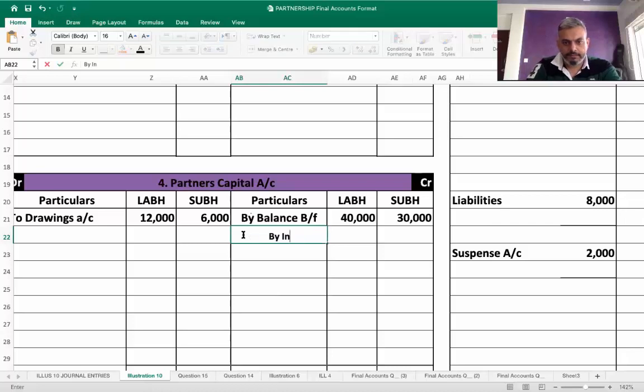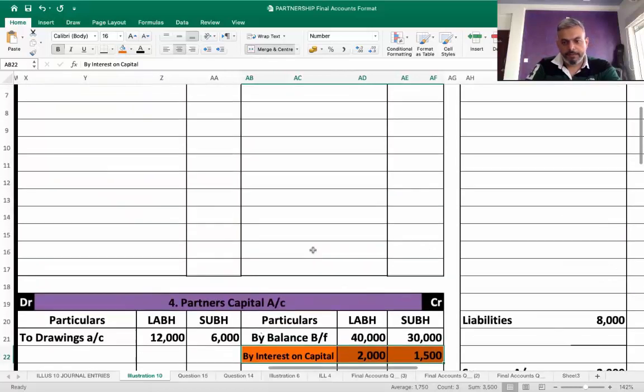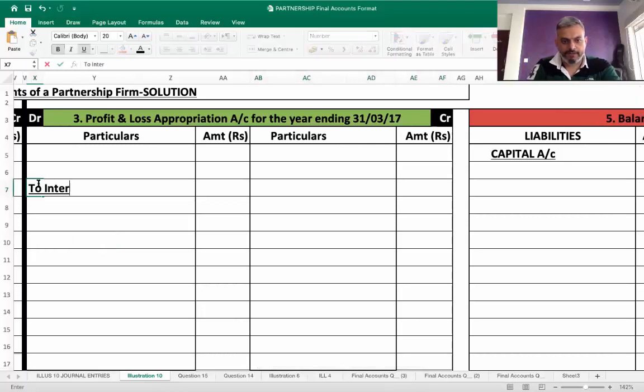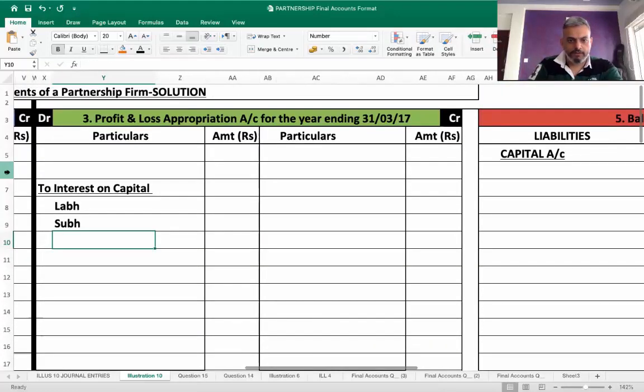By interest on capital, below capital, interest on capital 5%, so 2000, 1500. Partners capital account credit, P&L appropriation account debit, first two lines blank. Labh and Shubh 2000 and 1500.